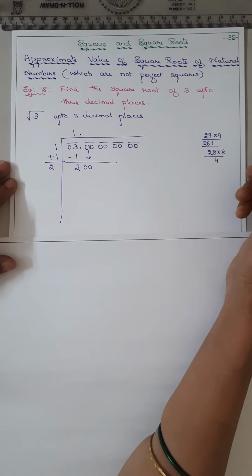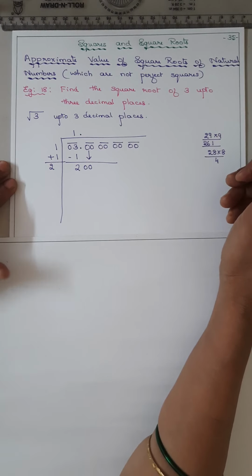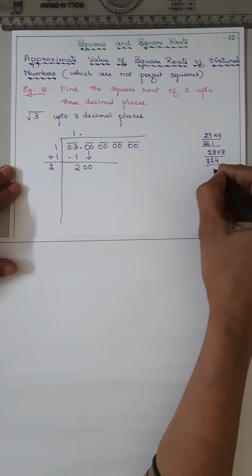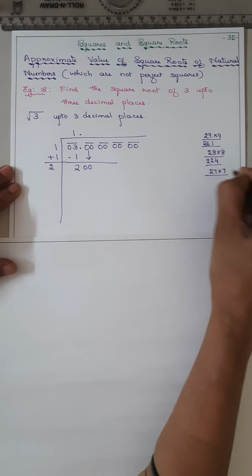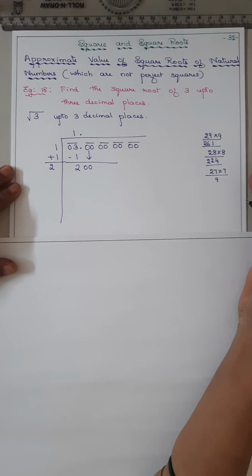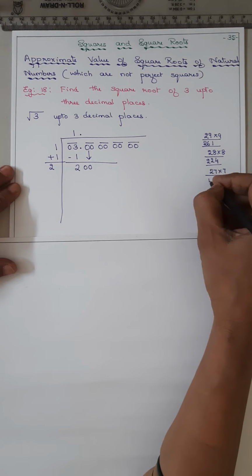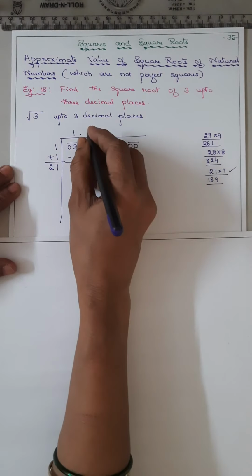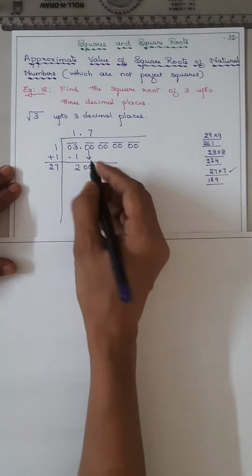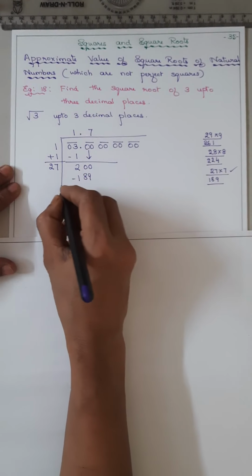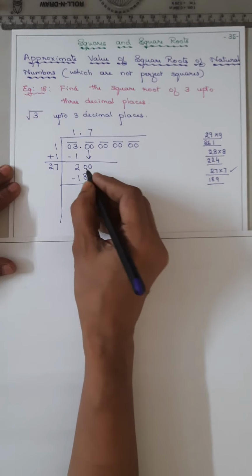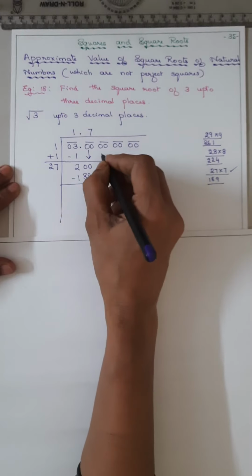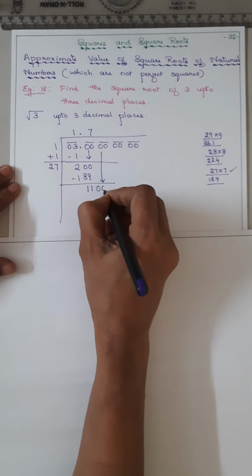Try with 8. 8 8s are 64. 8 2s are 16, 17, 18, 19, 20, 22. Again it is big. So try with 7. 7 7s are 49. 7 2s are 14, 15, 16, 17, 18. Is it? Yes. So you can put 7. So you got 1, 8, 9. Now 10 minus 9 is 1. Now here it is 9 minus 8, 1. 1 minus 1, 0.